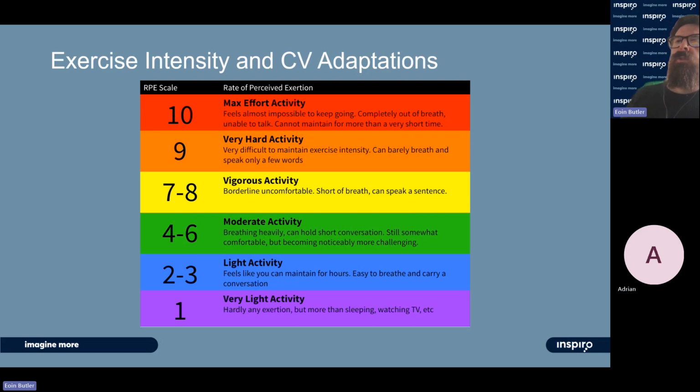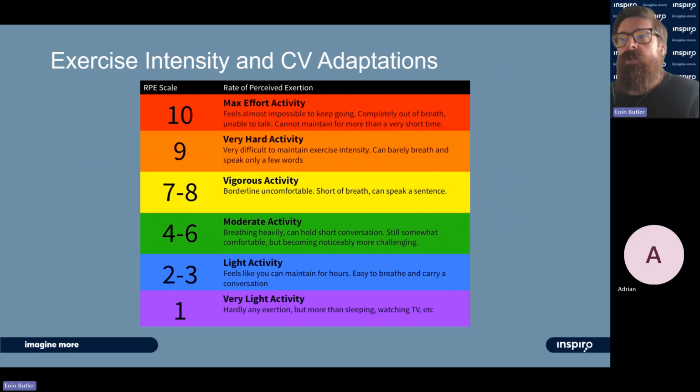Okay, so using the talk test, we can simply ask our client different questions, see how they answer. Can they carry out a full conversation? Are they only giving us one-word answers? Are they giving us sentences? So we can gauge from their response as to what kind of level they are at on the RPE scale.